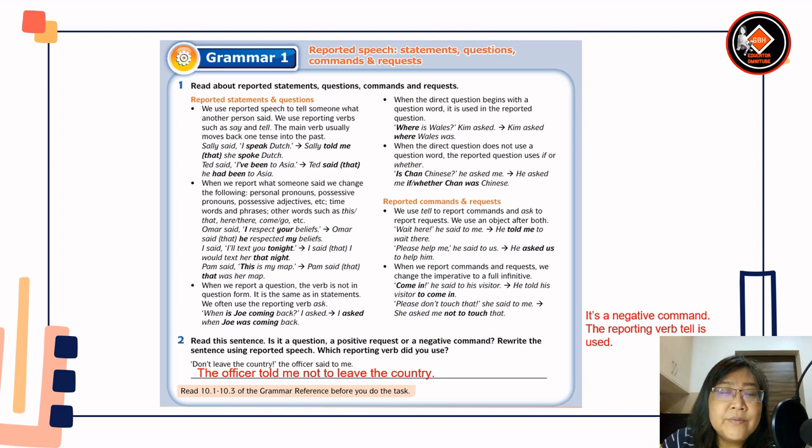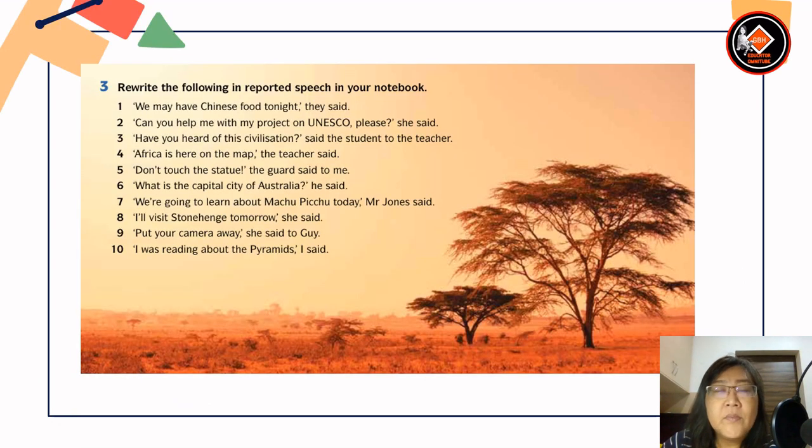Dear students, remember, do refer to your textbook and read 10.1 to 10.3 of the grammar reference before you do the task. Dear students, rewrite the following in reported speech in your notebook. Number 1, "We may have Chinese food tonight," he said. You can write, he told us that we might have Chinese food that night.